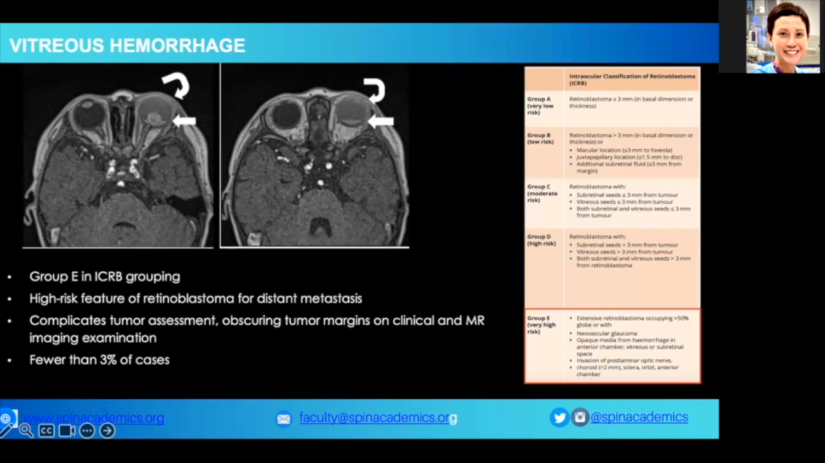So here's a 13-month-old boy with RB of the left eye. On T1, as shown by the arrow, in the dependent region of the vitreous humor of the left eye, there is diffuse increase in T1 hyperintense signal in the rest of the vitreous humor when comparing with the contralateral eye. This is suggestive of vitreous hemorrhage.